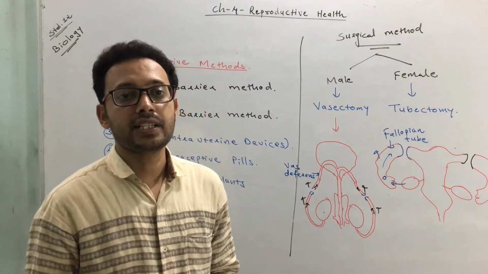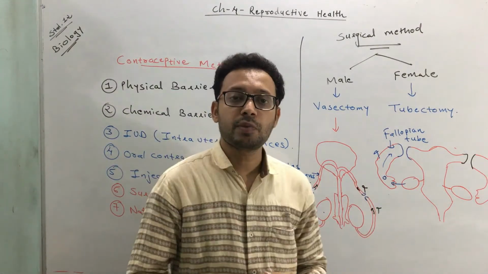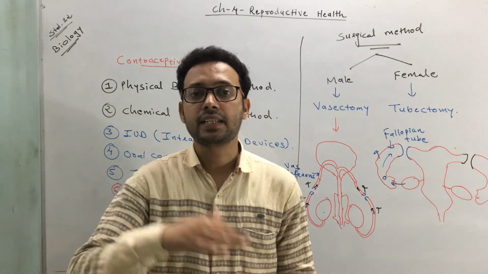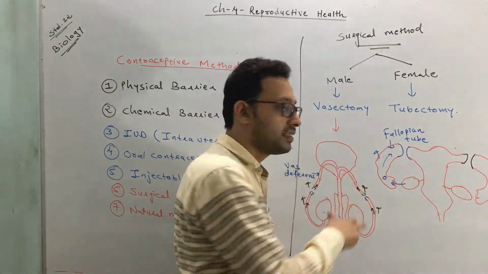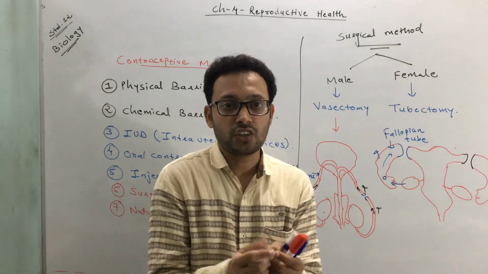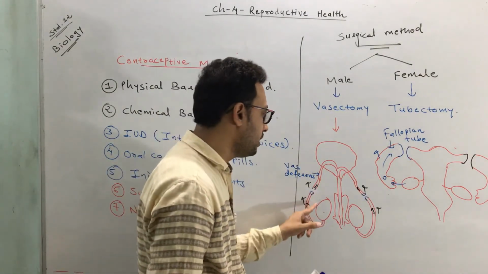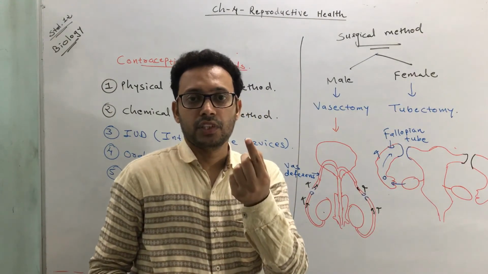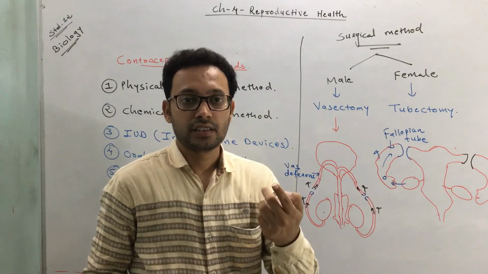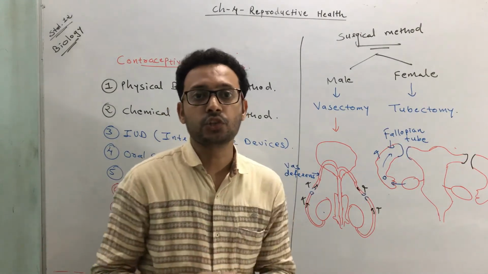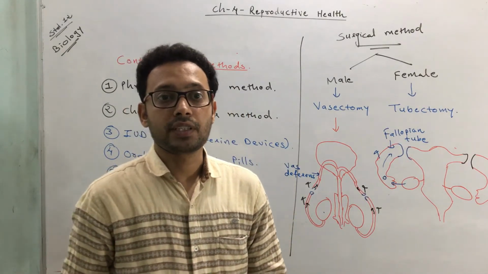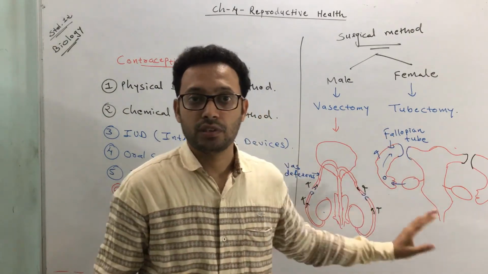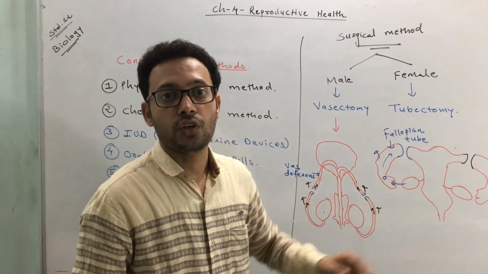But what is the disadvantage of this method? The disadvantage of this method is that its reversibility is poor. It is irreversible. Once the tube is cut, it is very difficult to join, or I think almost impossible to join this tube because these tubes are very small, thin like a hair. So it's very difficult to connect this tube. So their reversibility is poor. That means they are the permanent methods of contraception.